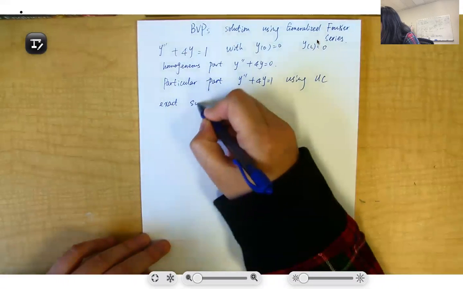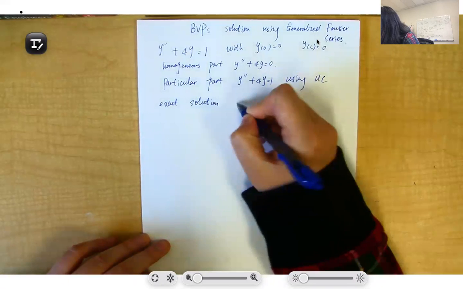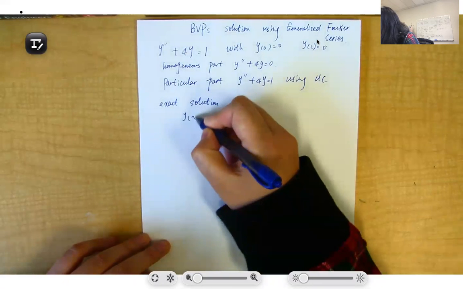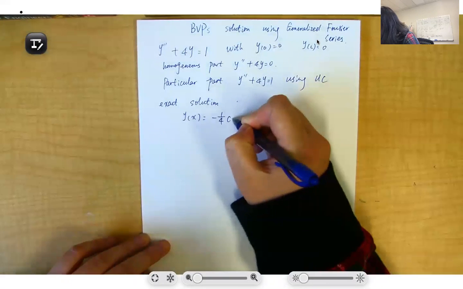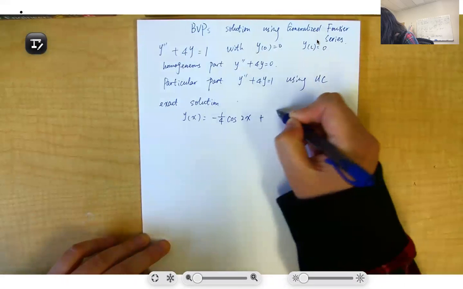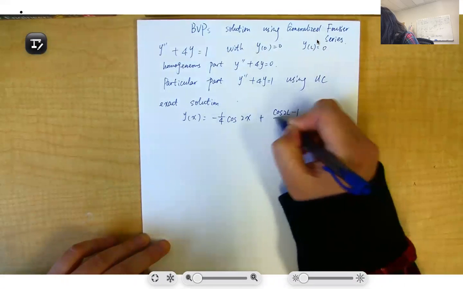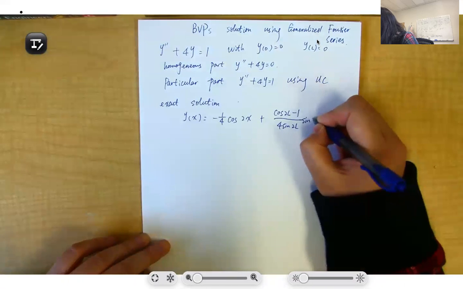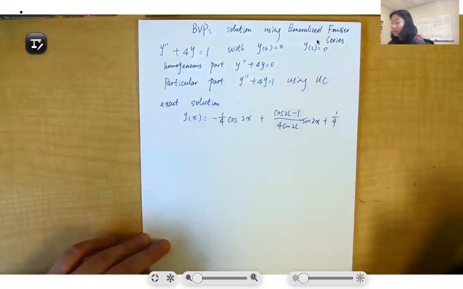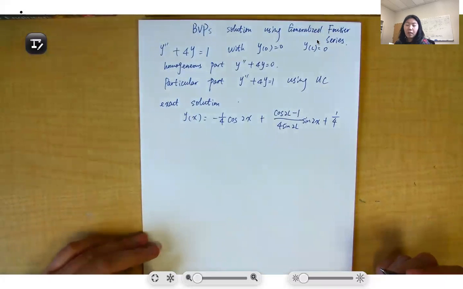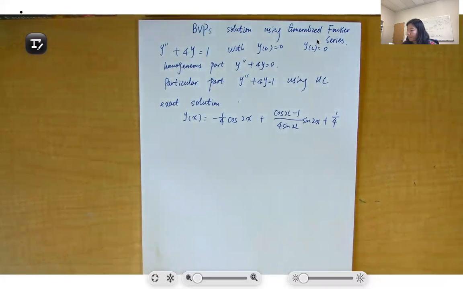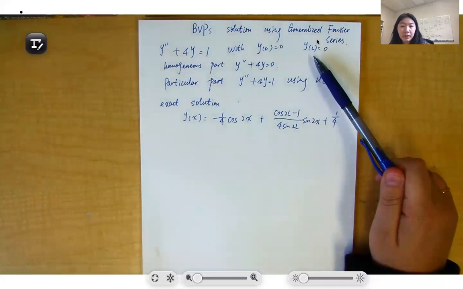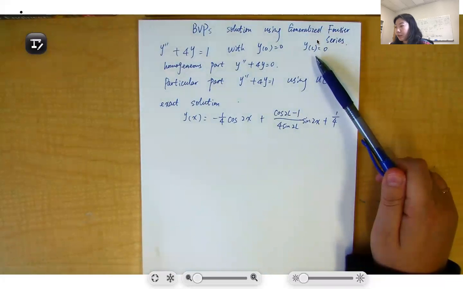The exact solution, using the previous steps, is y(x) equals minus 1 over 4 times cosine 2x, plus (cosine 2L minus 1) over (4 sine 2L) times sine 2x, plus 1 over 4. So this is the exact solution for the BVP shown here. Then we try to use generalized Fourier series to solve this BVP.